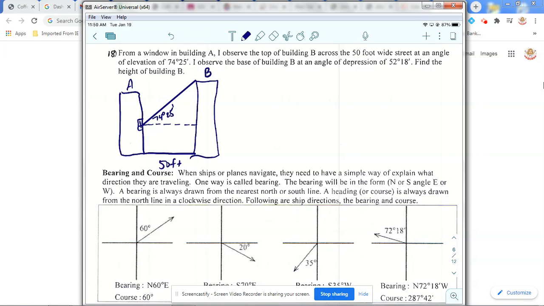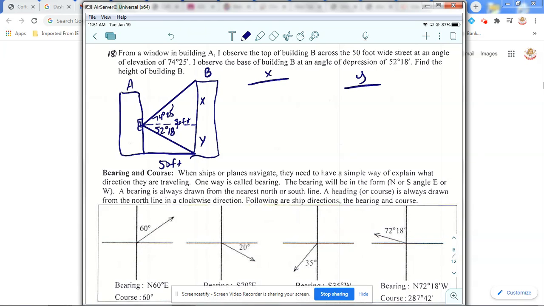All right, I'm also looking down at the base of building B, and that angle of depression with the horizontal is 52 degrees, 18 minutes. So what I can do is find this height and this height using trigonometry, and then just add them together to find the height of building B. All right, and then this horizontal right here is 50 feet. Oh, that's a lot of stuff right there.